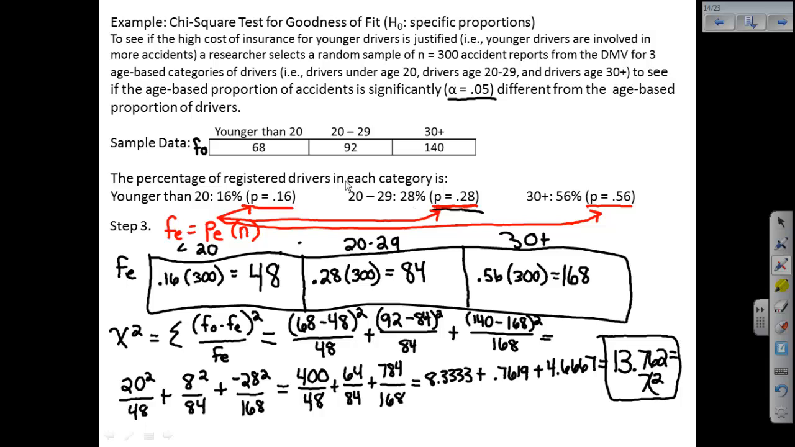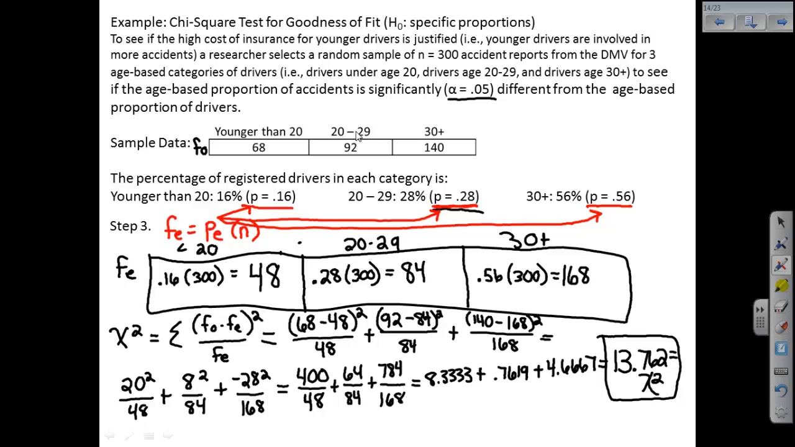Also, if you look at this, the actual frequency of people that had accidents between the ages of 20 and 29 is larger than the frequency we would expect to see based on how many drivers are on the road between the ages of 20 and 29.